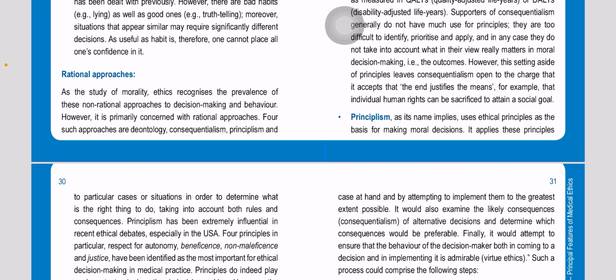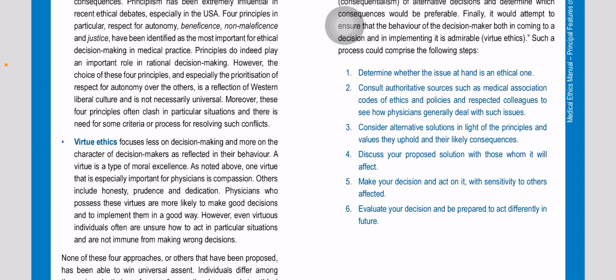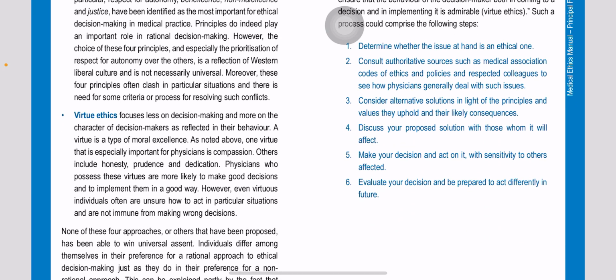Next is principalism, which, as its name implies, uses ethical principles as the basis for making moral decisions. So you utilize the different ethical theories, ethical doctrines, and principles in making a decision. Virtue ethics, we have discussed that, different virtues you utilize in order to come up with a sound decision. Your decision making is based on your virtues, your principles, your beliefs.